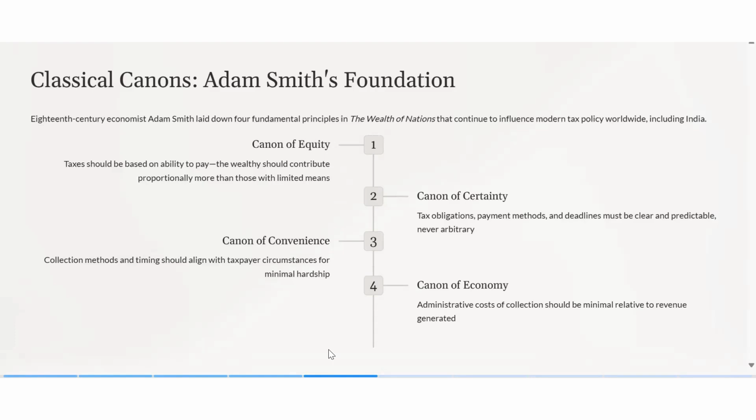Canon of economy: the administrative cost of all collection should be minimal relative to revenue generated. It should be economic.